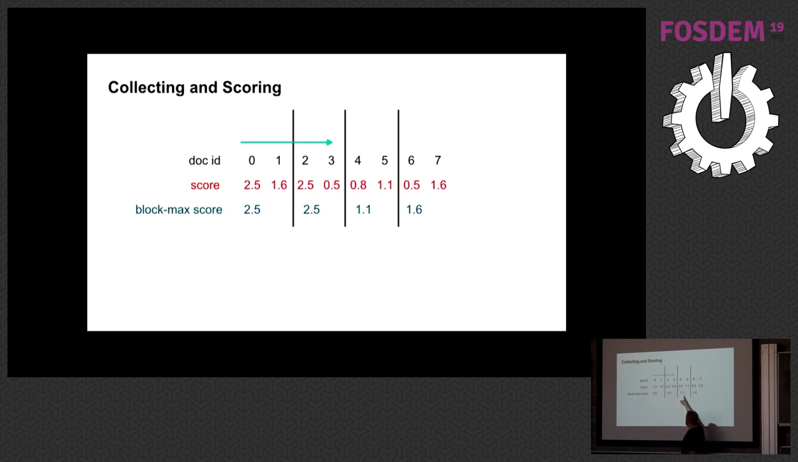We get to the next block, and we know that the maximum possible score in this block is 1.1. That's not going to fit into the priority queue. We can skip straight over. We come to the next one. The maximum score is 1.6. Again, we know that's not going to fit into the priority queue, so we can ignore it. We can keep moving, and in this way, we can short circuit. We don't have to calculate scores for any of these documents, which will speed things up.